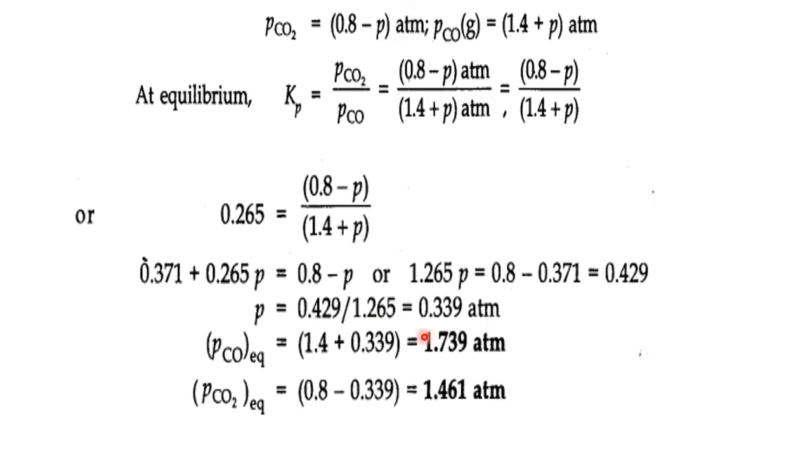0.339 atmosphere. When we know the P value, we can calculate the partial pressure of carbon monoxide, which is equal to 1.4 plus the P value, which is 1.739 atmosphere. In the same way, the partial pressure of carbon dioxide will decrease, so it is 0.8 minus 0.339, which gives you 1.461 atmosphere. So these are the molar concentrations in terms of partial pressure at equilibrium for this reaction.